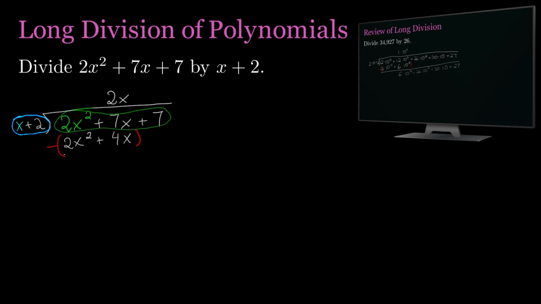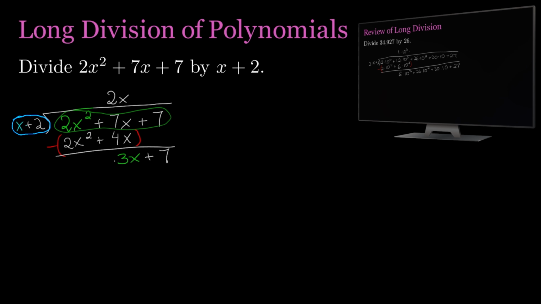2x squared minus 2x squared is obviously 0, so we can skip it. And then 7x minus 4x, we have to pay attention to signs, is 3x. And then I write the rest, 3x plus 7. Now I check the degrees, and since the degree of this new result is not less than the degree of the divisor, I keep going. So I perform another division step.